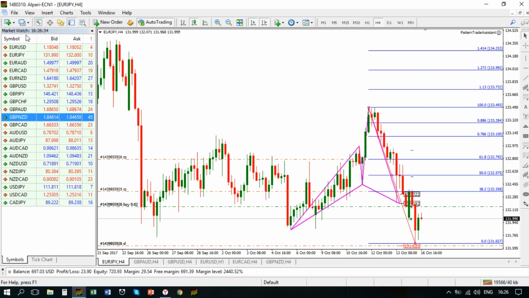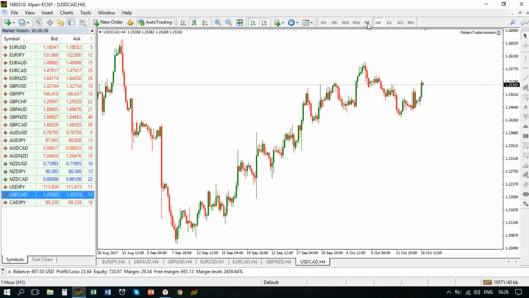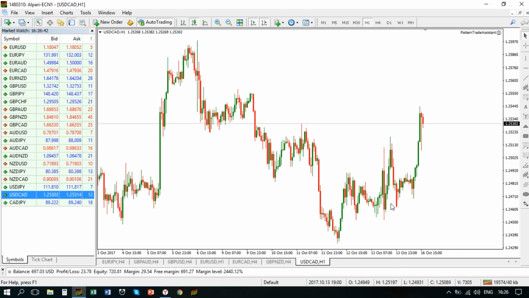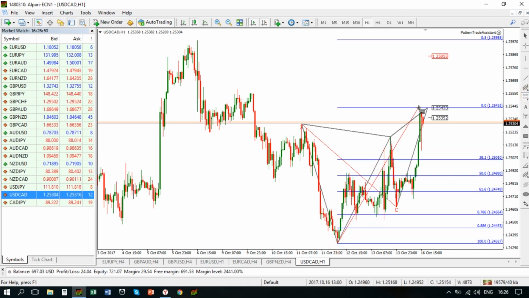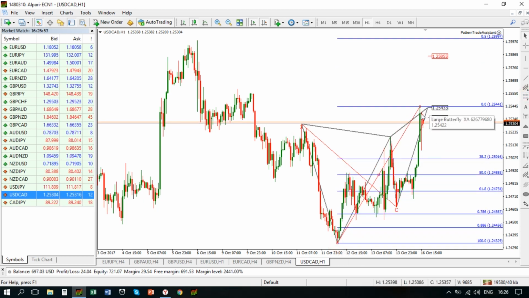Let me open the market watch. USD Canadian 1 hour, and let me do it this way. Oh, it was triggered. I just missed this pattern. It was 3 hours ago, but it is still valid. We didn't hit the target yet.